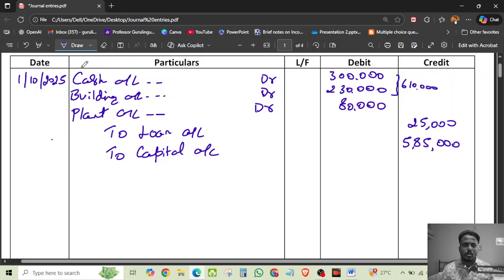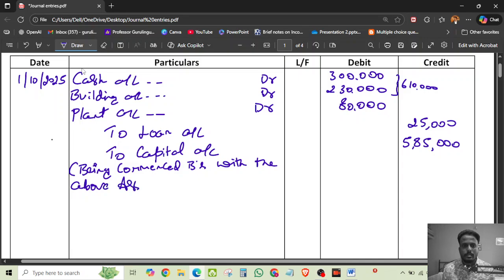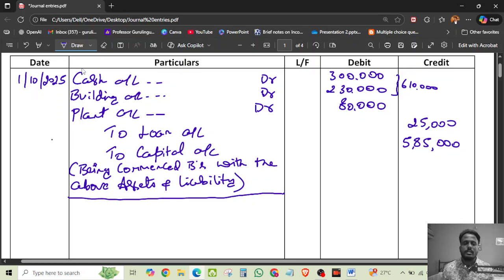After this, to conclude the transaction for the particular date, we need to write an explanation for the above transaction, that is, being commenced business with the above assets and liability. There is only one liability here, so I am using the singular word. Yes, after each transaction for a particular date, you need to cover the entire particular column. So I hope all of you are understanding.